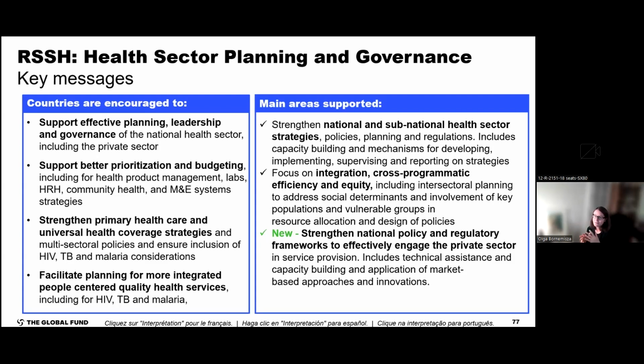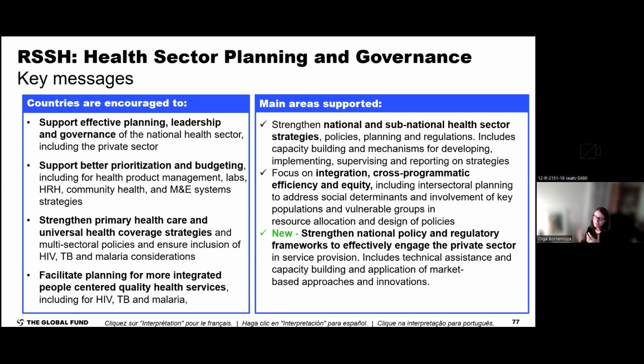The other 3 areas that we're encouraging you to support is better prioritization and budgeting, especially for the subsector plans on health product management, on lab systems, on HRH, community health, and M&E strategies. We also want to encourage you to focus on and strengthen and take part in discussions on primary healthcare and universal health coverage strategies, and in particular to make sure that HIV, TB, and malaria considerations are taken into account in those kinds of plans with the sort of lens of sustainability.